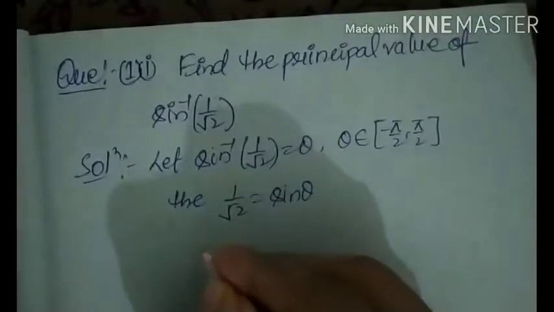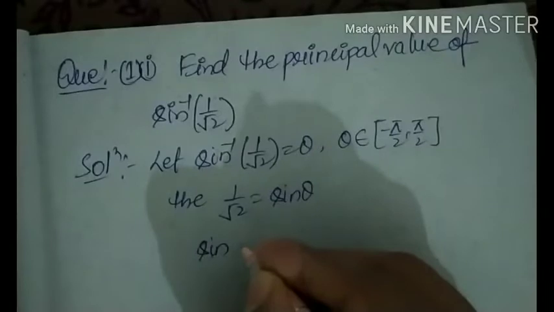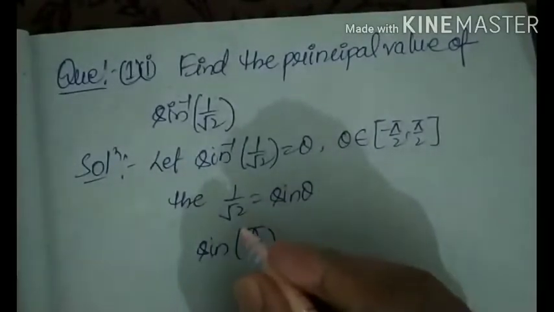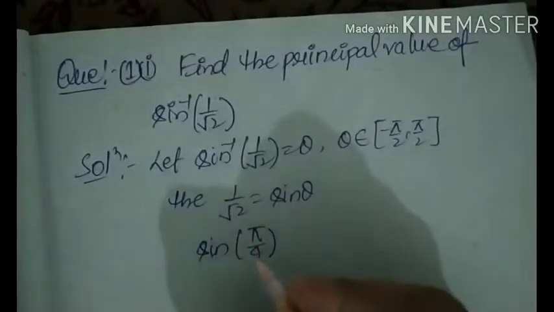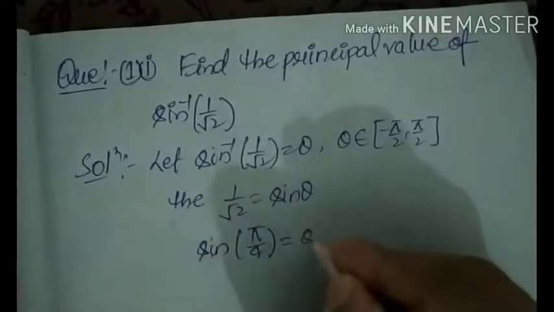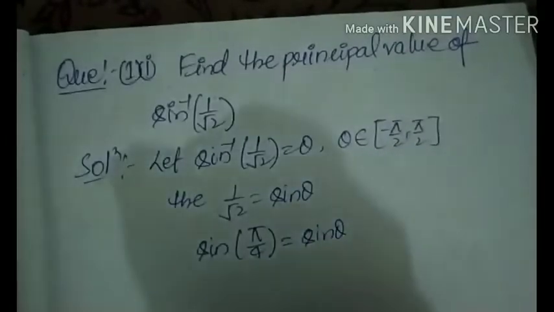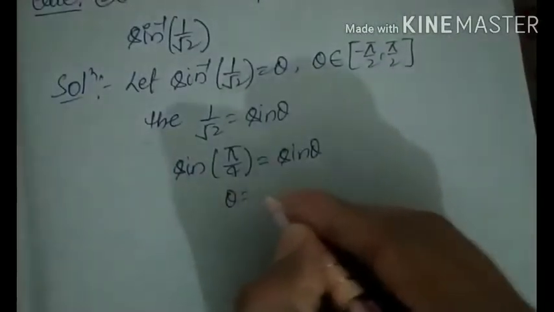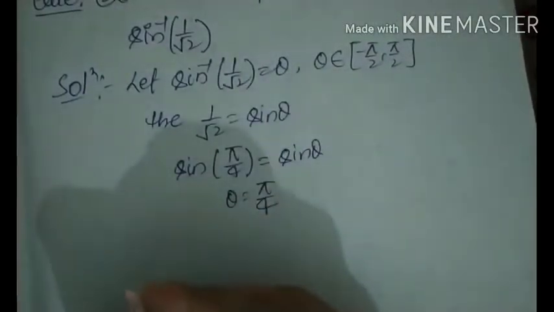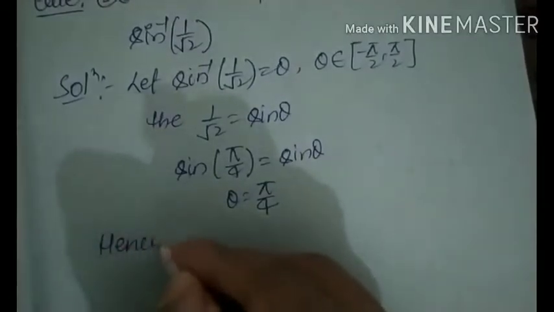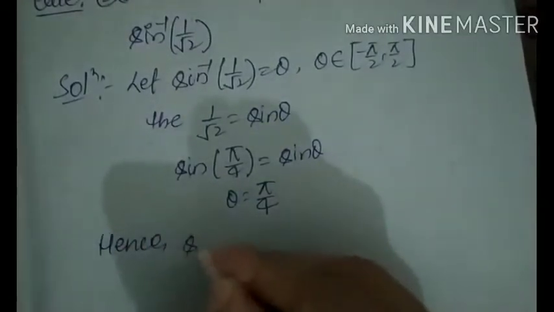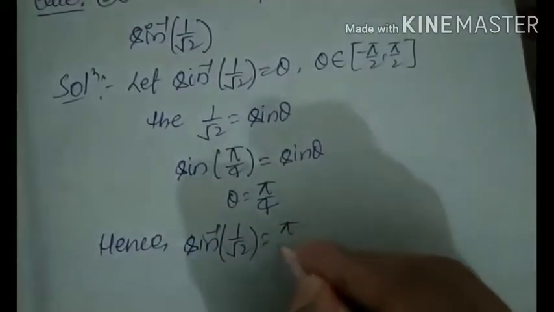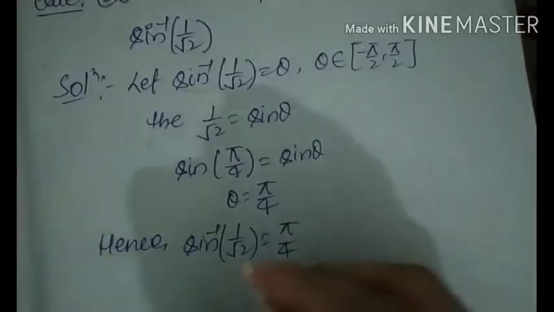Now by sin table, sin pi by 4 is equals to 1 upon under root 2. That's why we can write here sin pi by 4 is equals to sin theta. Now if we compare both sides, we will get theta is equals to pi by 4. Hence sin inverse 1 upon under root 2 is equals to pi by 4. This is our solution.